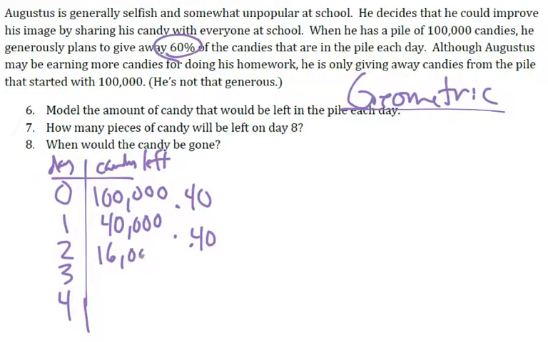So we get 16,000, times that by 0.4. We get 6,400, times by 0.4. We get 2,560. Okay, so we need to get to day 8, right?